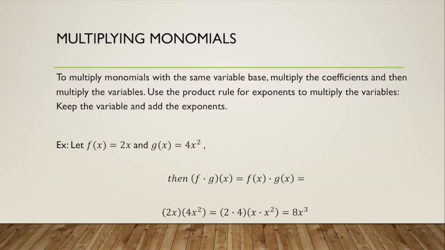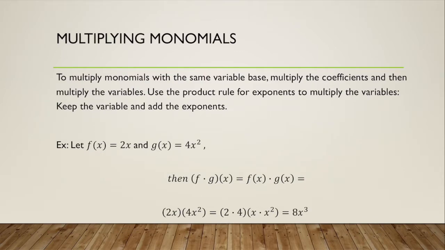So to multiply monomials, right, those are polynomials of a single term, as long as they have the same base, we multiply the coefficients and then we multiply the variables. So we're going to use the product rule for exponents to multiply the variables. So you keep the variable and you add the exponents, right? Because if I had x to the 4th times x to the 5th, that'd be x to the 4 plus 5, which is x to the 9th. Wow. Sometimes I add too quickly in my head and skip a step, and I don't want to do that to you guys. So let's look at this worked out example.